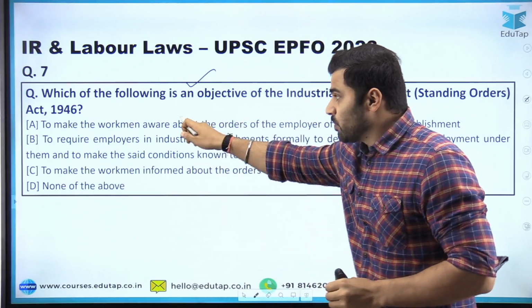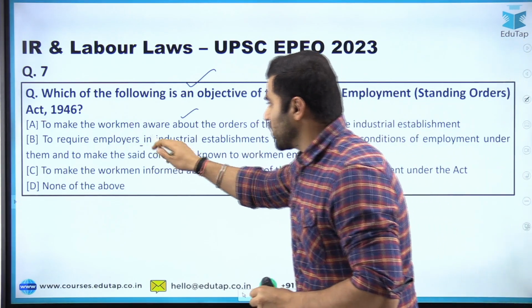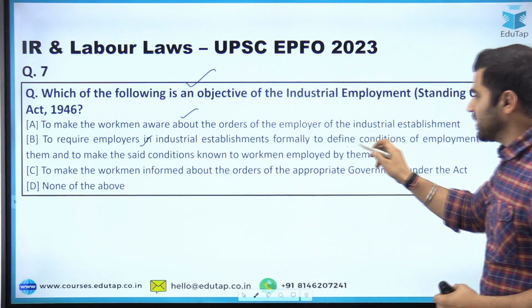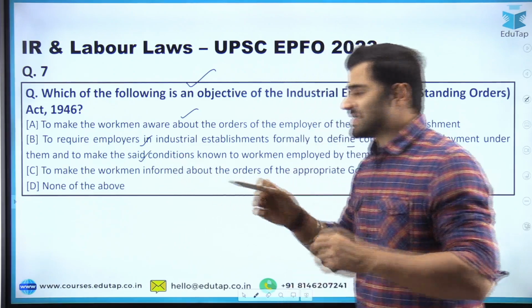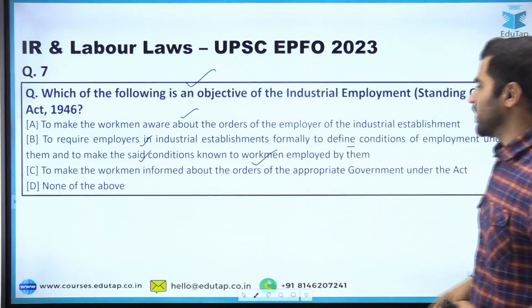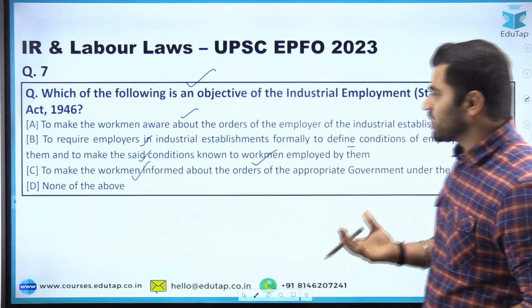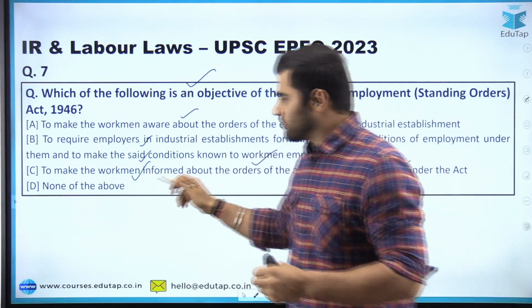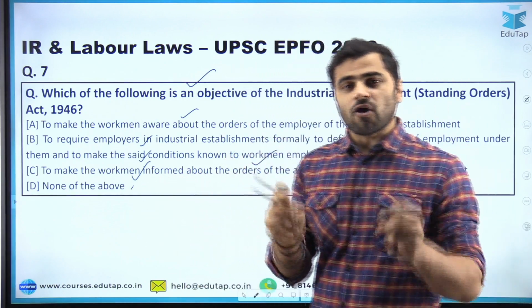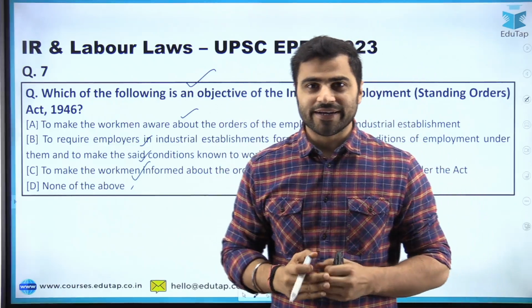Your options are: A, to make the workmen aware about the orders of the employer of the industrial establishment; B, to require employers in industrial establishments formally to define conditions of employment under them and to make the said conditions known to workmen employed by them; C, to make the workmen informed about the orders of the appropriate government under the Act; or D, none of the above. So what is the object of the Industrial Employment Standing Orders Act? You have to identify, right?